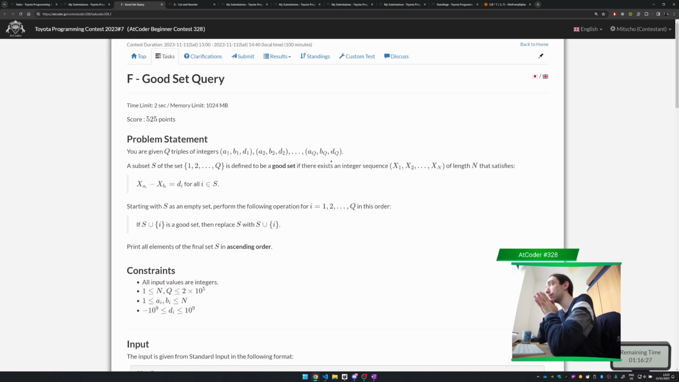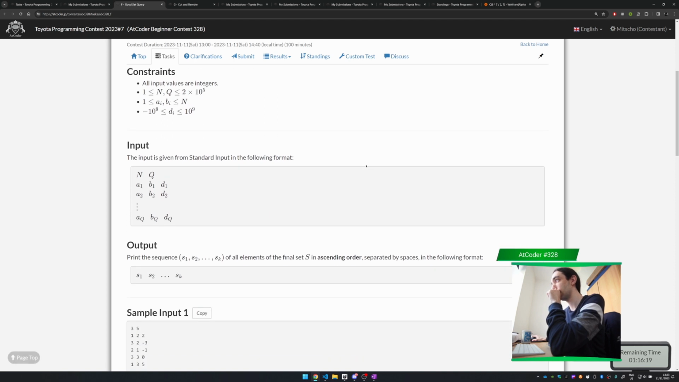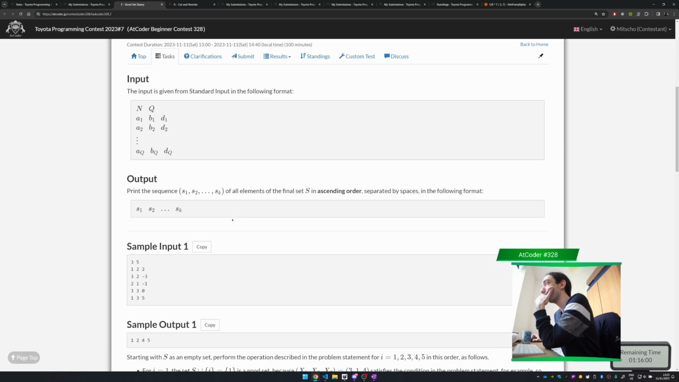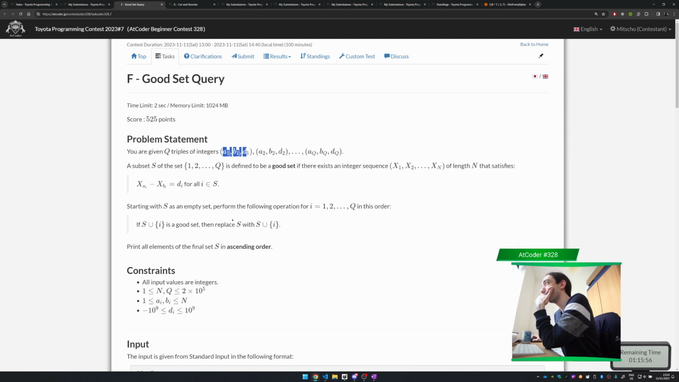So we're starting with some set. We want to say that starting with S as an empty set, we go through the first operation. We say, okay, if S union i is a good set, there exists an integer sequence of length n that satisfies this d.